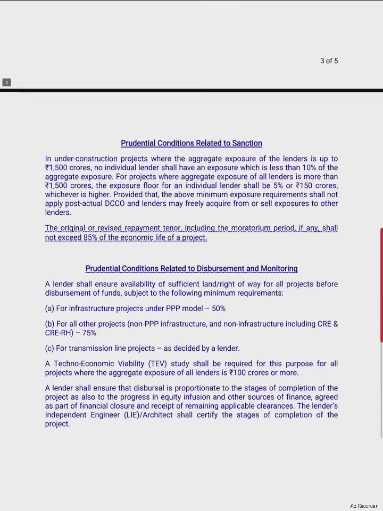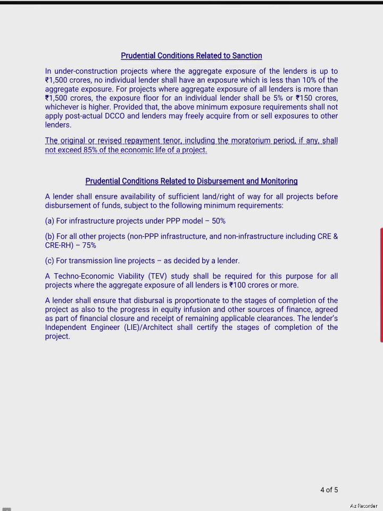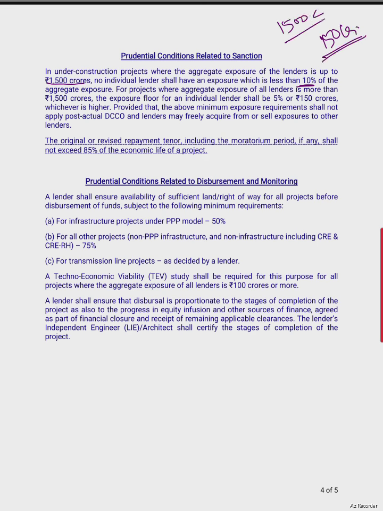Coming to some other important changes, that is prudential conditions related to sanction. It says, which was not in the earlier IRAC norms, that in under-construction projects where the aggregate exposure to lenders is up to 1500 crore, no individual lender shall have an exposure of less than 10%. Means at least one lender should give at least 150 crore if the cost of the project is 1500 crore or less. And for projects where aggregate exposure is more than 1500 crore, it will be 5% or 150 crore, whichever is higher. In that case, as a banker, you need to fund at least 150 crore. That will be a minimum floor.